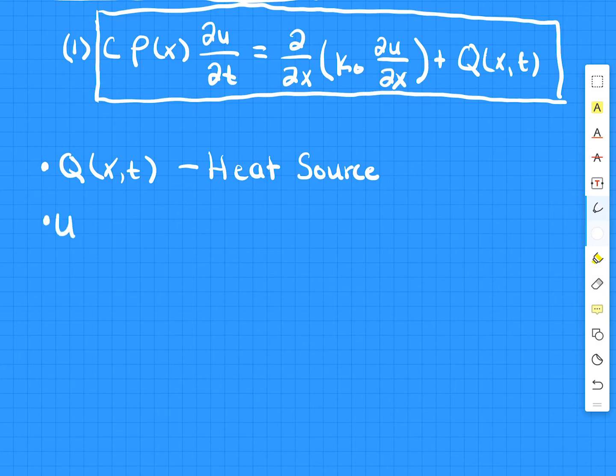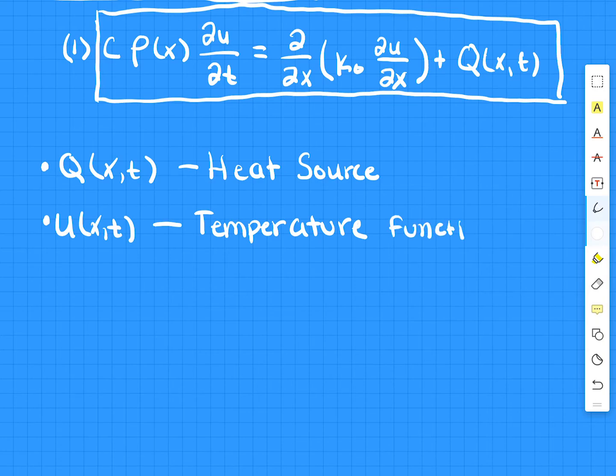U of x, t is the temperature. In other words, our general solution, right? Because we want to find a function in terms of u of x, t, and this is our temperature function, which of course is in terms of the x and time variable.